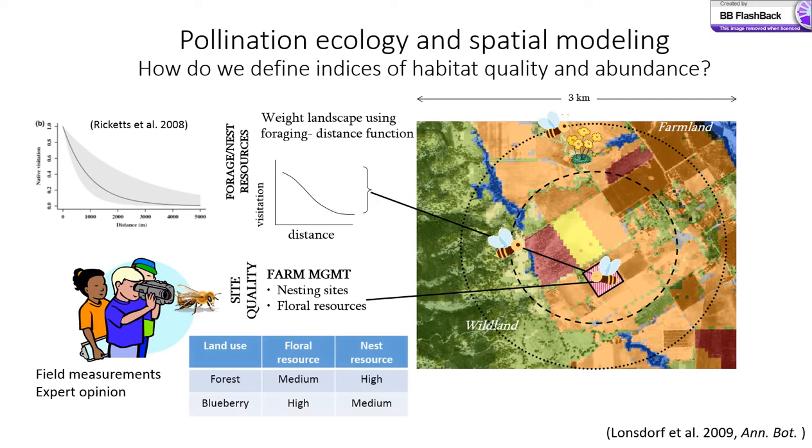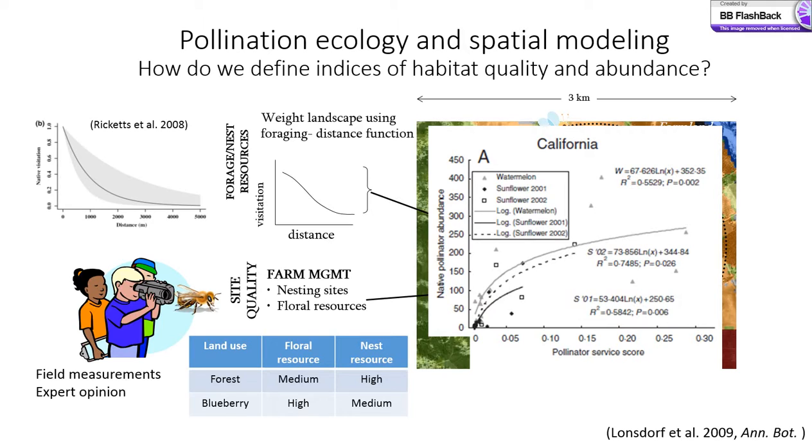For example, we can easily assign different habitat quality according to different land use or cover. The Lonsdorf model using this knowledge provides quite good results in many landscapes. This is an example from California. The x-axis is the index from the model, which indicates the relative bee abundance from 0 to 1. And the y-axis is bee observation data in California.